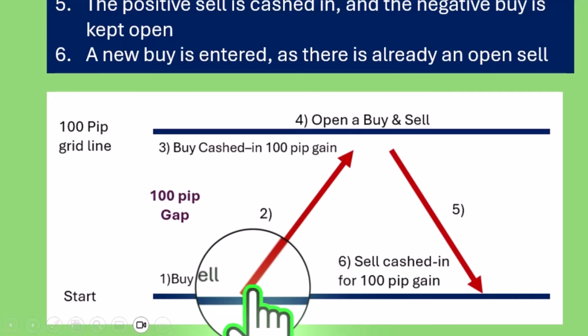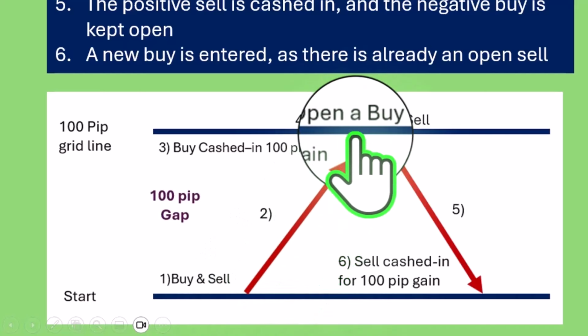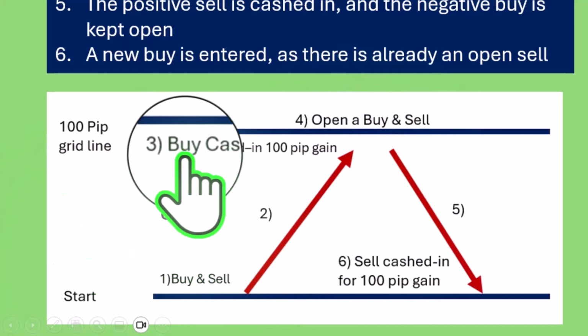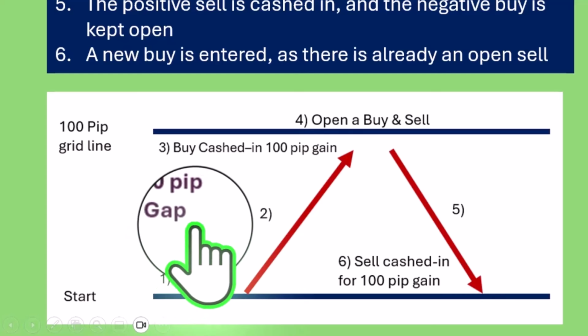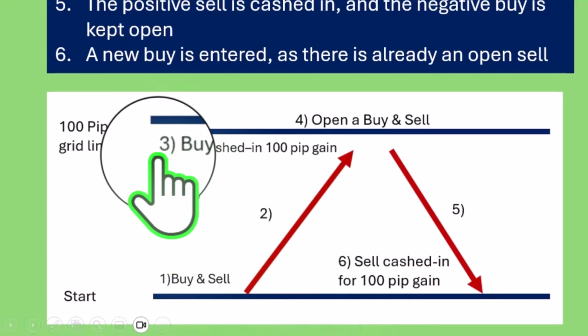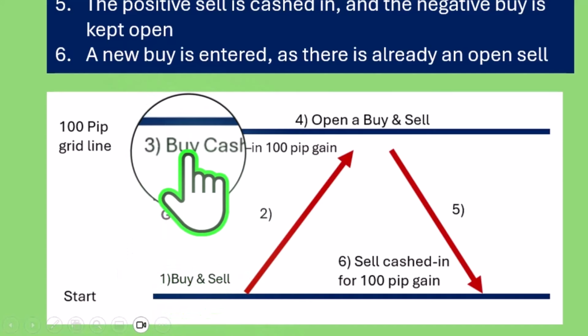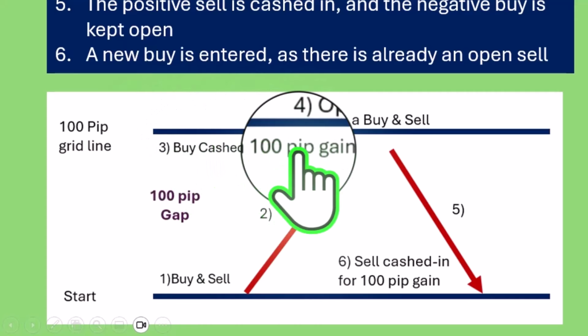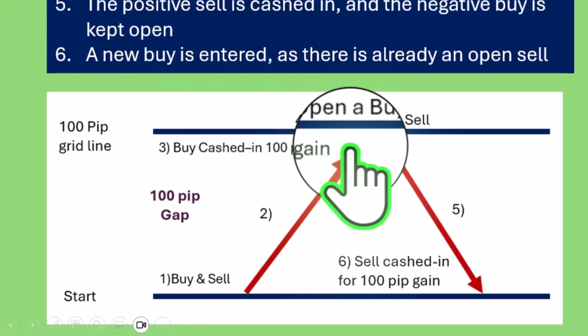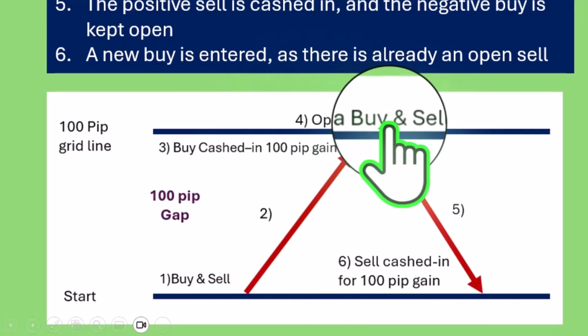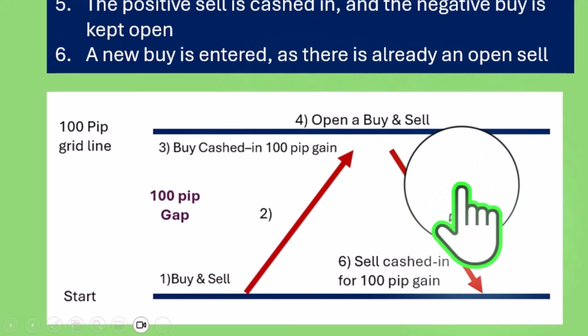In this example, let's say the price moves to the next grid line, as shown in the previous chart, a 100 pip grid line. What would happen then is you would firstly cash in the buy that you opened over there, because it is now positive. You'll cash it in for a 100 pip gain, and then you would open another buy and sell, because as I mentioned earlier, you have to have a buy and a sell at each grid level so that you can positively cash in no matter which direction the price moves.